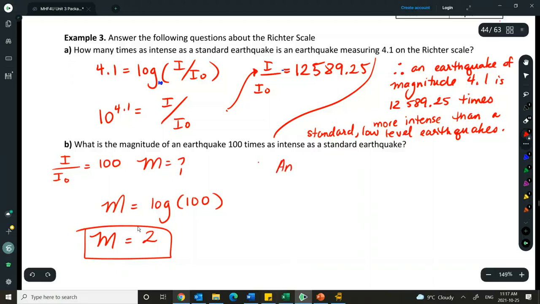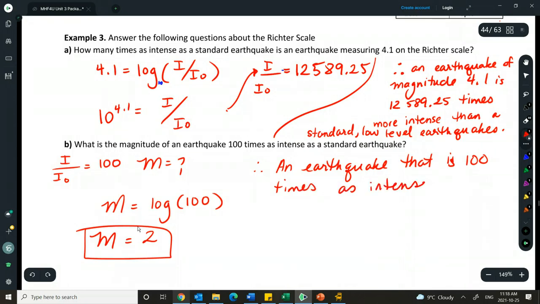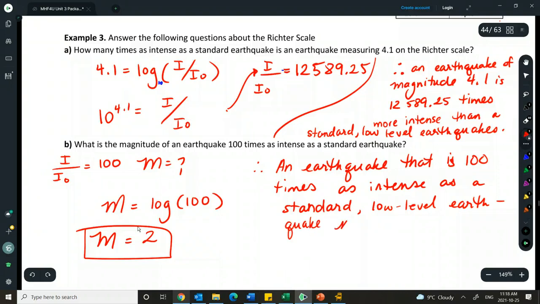So an earthquake that is 100 times as intense as a standard low-level earthquake measures 2 on the Richter scale.